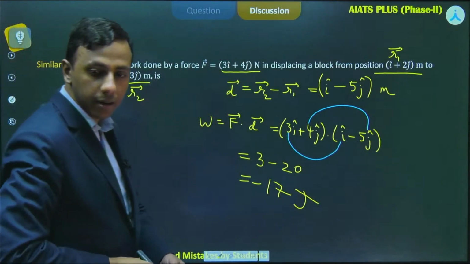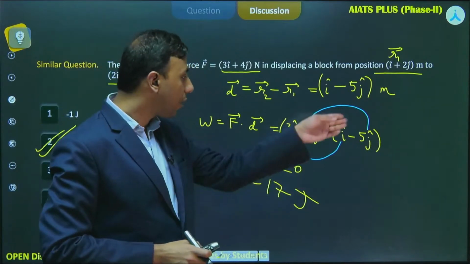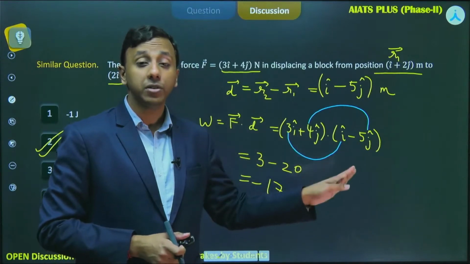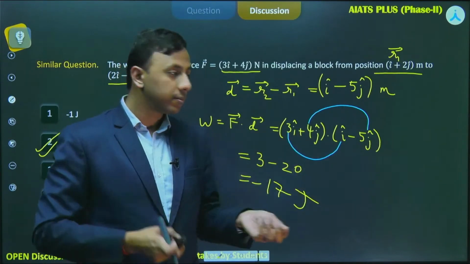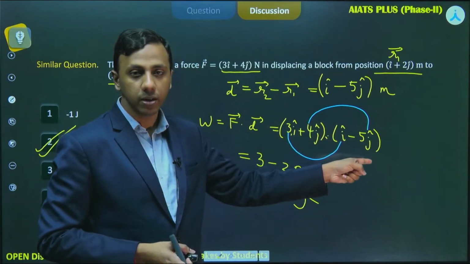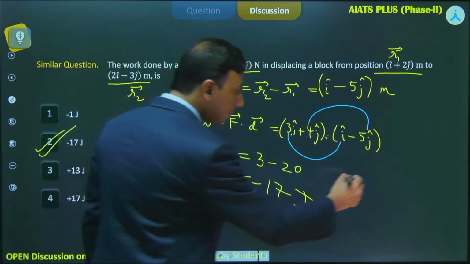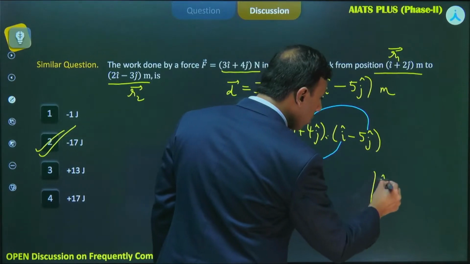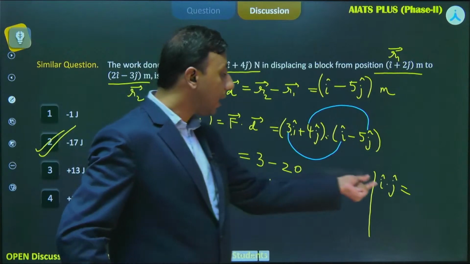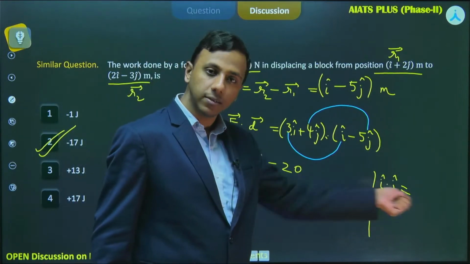Minus 17 joule, right? Now you could ask the question, well, why did I do it like this? Why am I not multiplying 3 i cap with minus 5 j cap? Well, look, it will become 0. Why? Because i cap dot j cap, how much would it become? They are both unit vectors. The angle between them is 90 degrees, the X axis and Y axis.